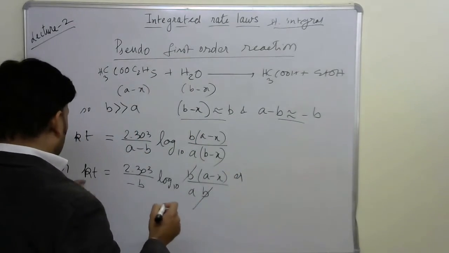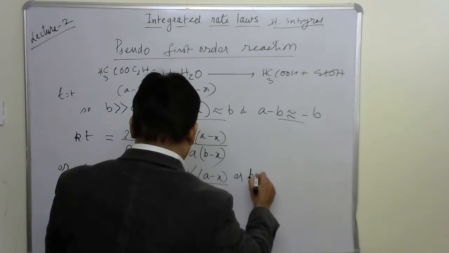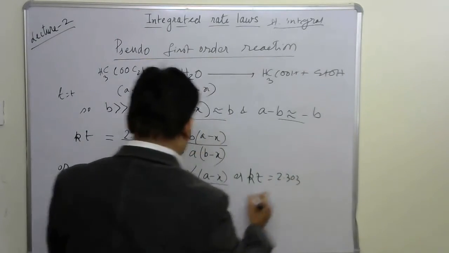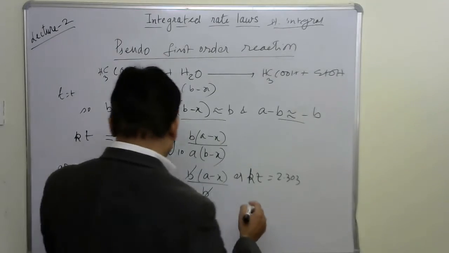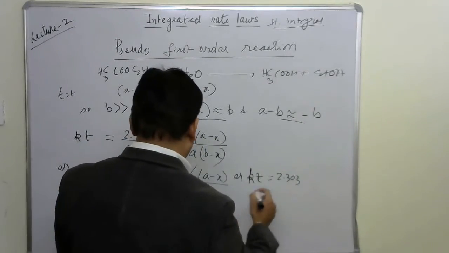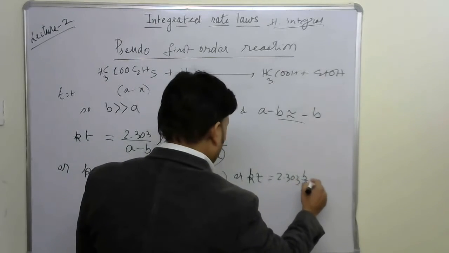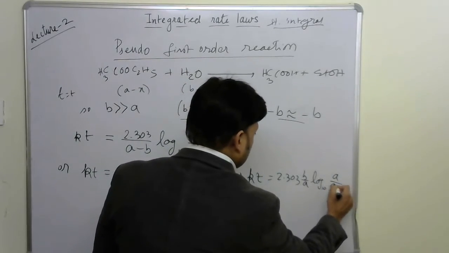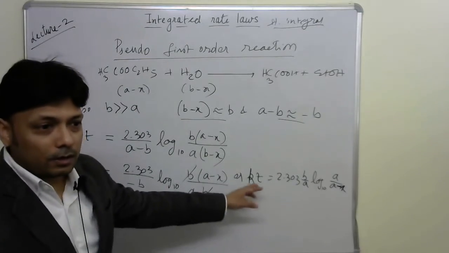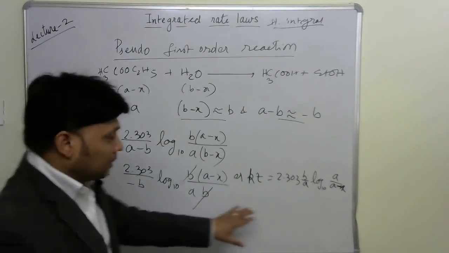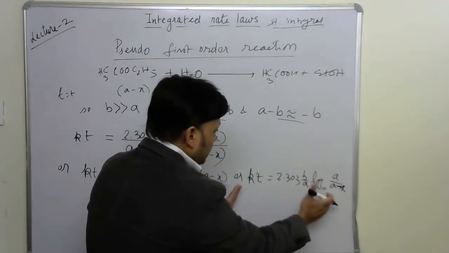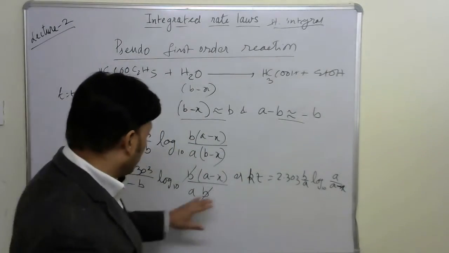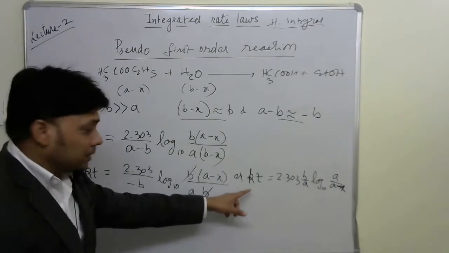So therefore we can write the same equation as kt is equal to 2.303, and if we take the negative sign off, B by A log base 10 of A over A minus X. Can you see that? Anyway, since the space is limited, this expression is appearing a bit clumsy, so I'm going to erase that part and rewrite this expression over here.